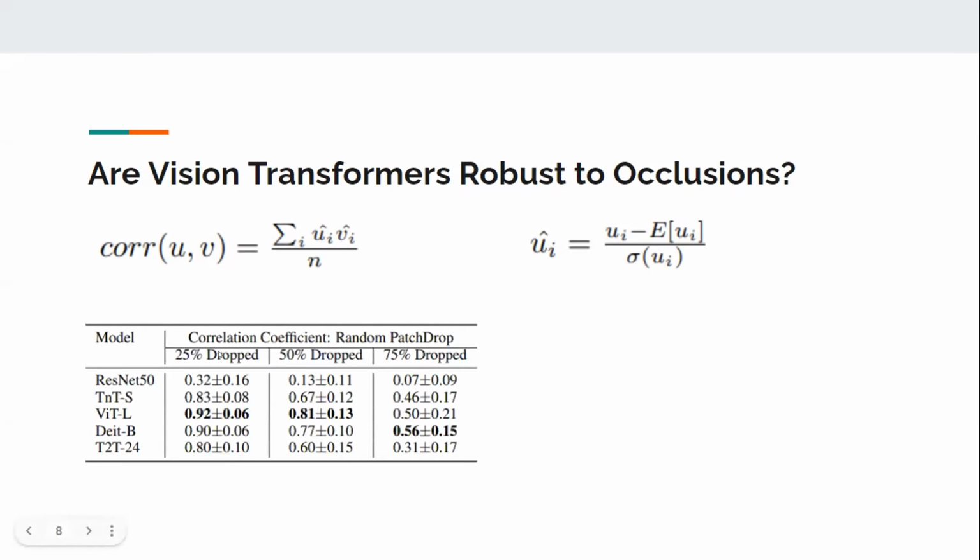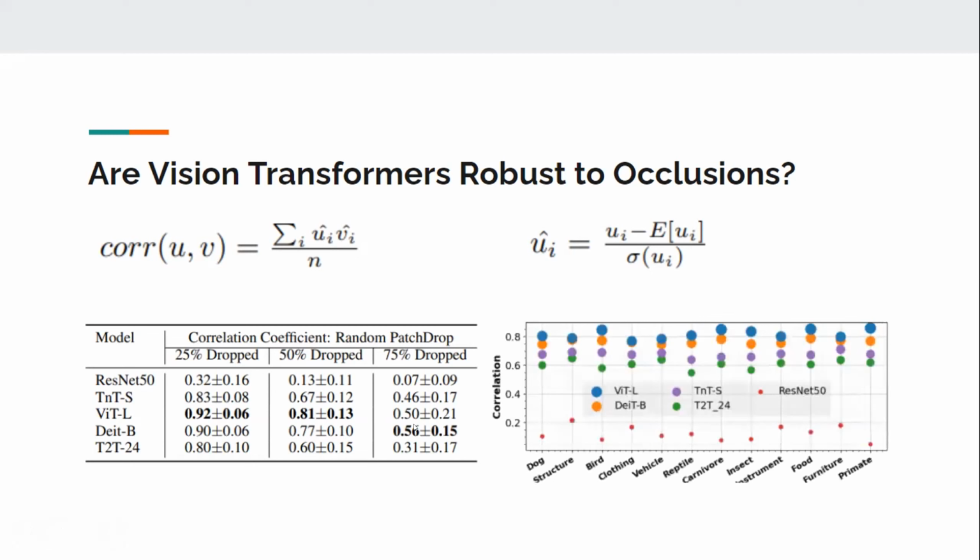You will see that with a random patch drop of 25%, 50%, and 75%, the feature maps of ResNet, from the non-occluded to the 25% occluded to the 50% occluded, gradually become less correlated as we go along, meaning they're not really focusing on the same things. Whereas all these transformer models maintain a much higher correlation between their class tokens for the non-occluded and occluded images, showing that they are doing a much better job of staying focused on these features.